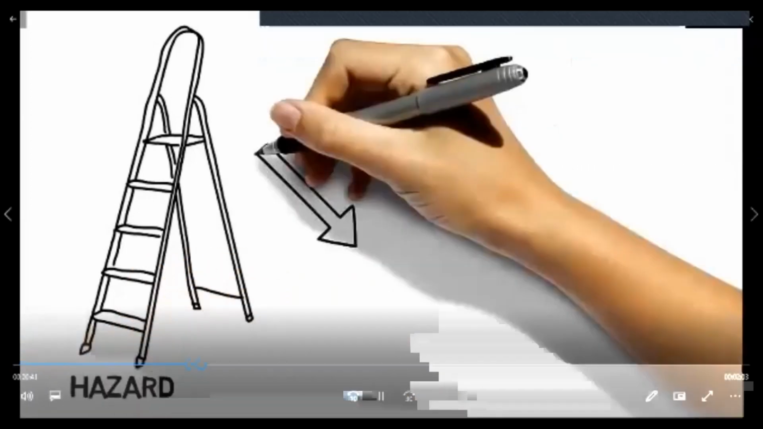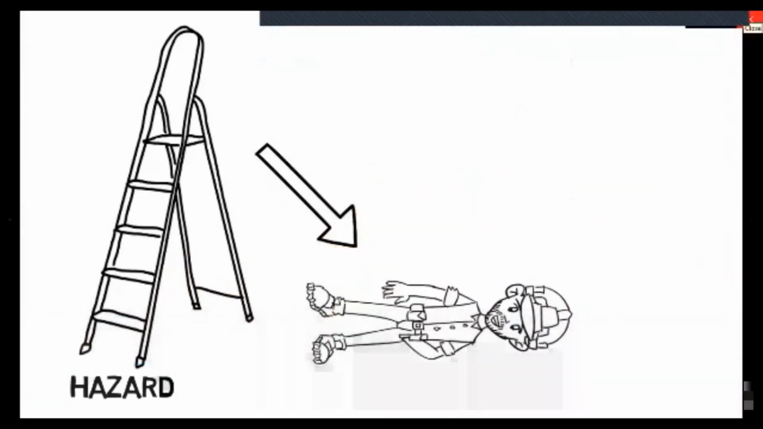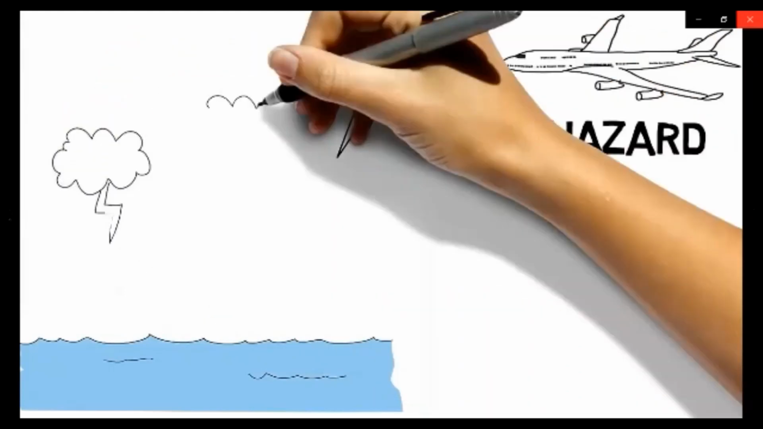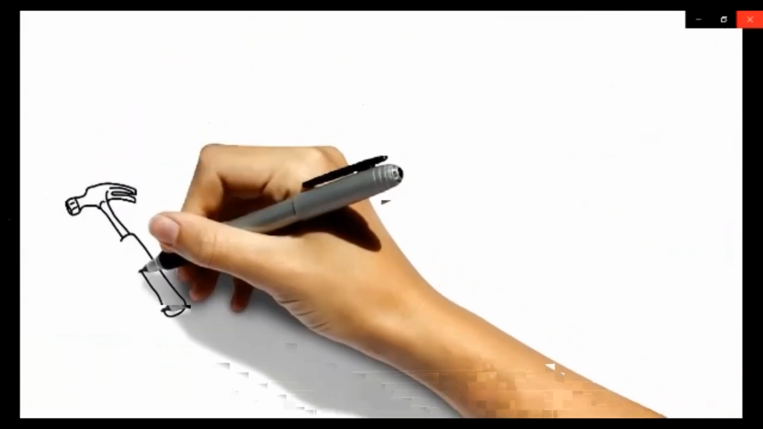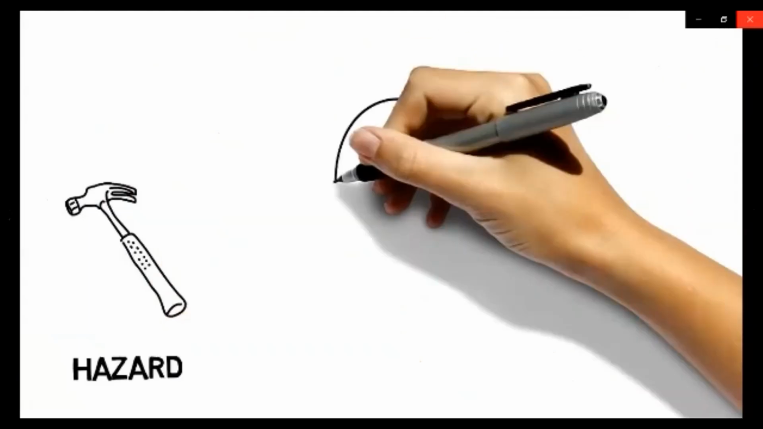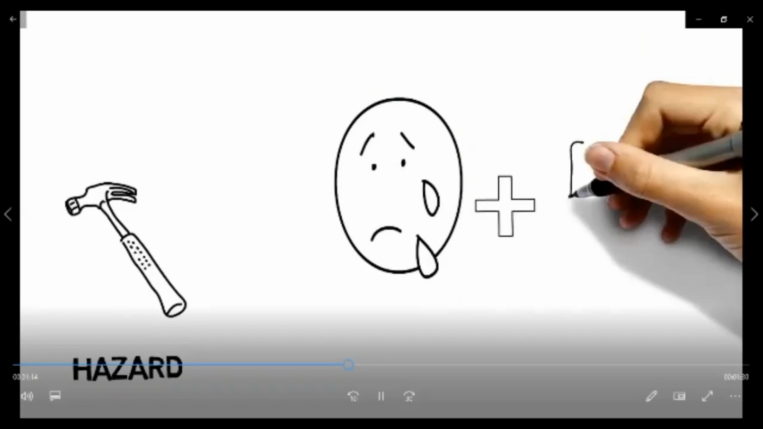Climbing the ladder and falling off is a risk. This plane is a hazard. Flying the plane in a thunderstorm and crashing is a risk. This hammer is a hazard. Using it and injuring oneself is a risk.